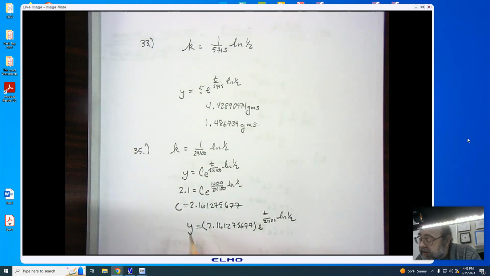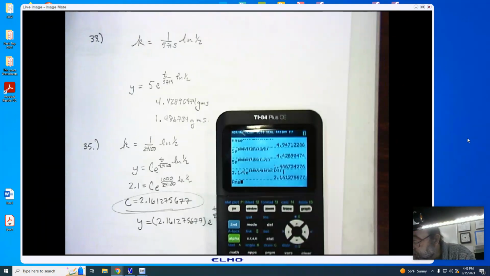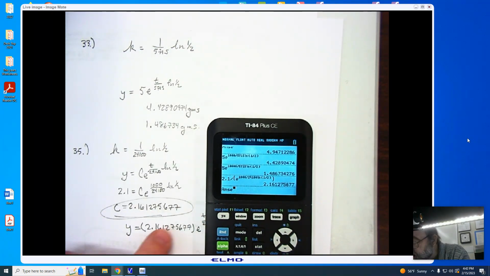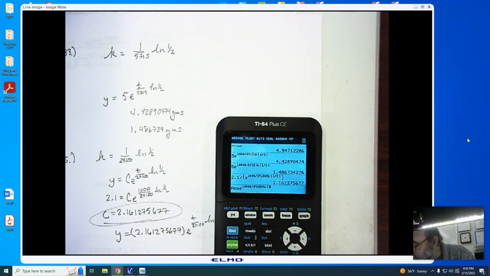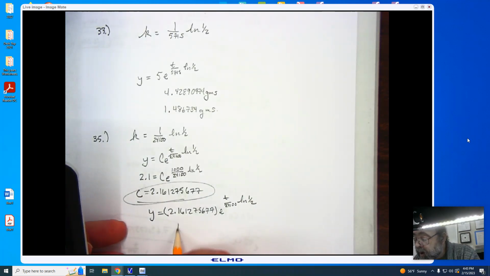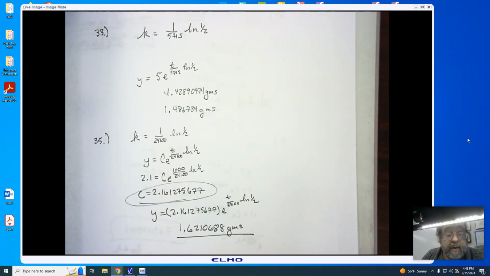I'm now ready to go ahead. Since I have my constant, it's time to find out what 10,000 years is. I'm then going to go e to the power of, we want 10,000 years, so 10,000 divided by 24100, natural log of 1 divided by 2, and my answer is 1.6210688 grams. That's that first group.